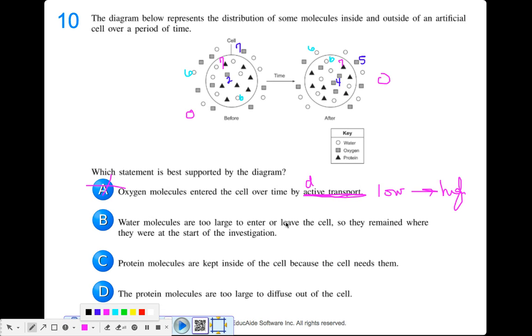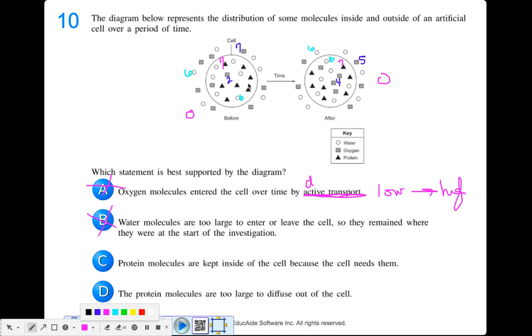Water molecules are too large to leave the cell, so they remain where they were at the start of the investigation. Well, they did stay where they were. Water didn't change, but it's not because they're too big. They are tiny, and they flow very freely through the cell, through osmosis. Protein molecules are kept inside the cell because the cell needs them.